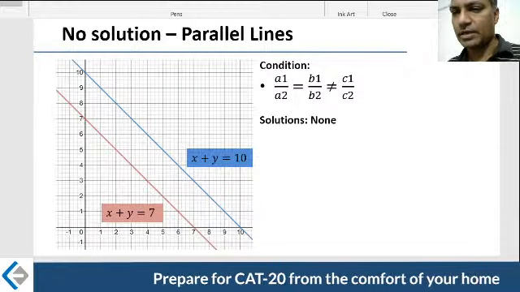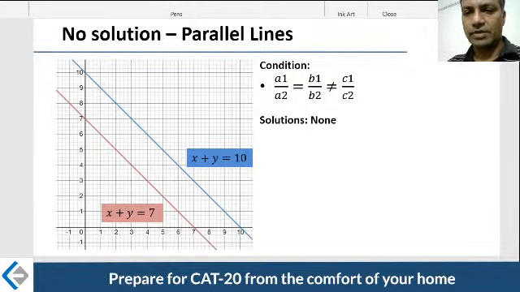Right, let's take a look at this particular graph. Let's understand this from this graph. So what has happened here? There are a set of two parallel lines. There are two equations that I have. Right, these are my two equations.